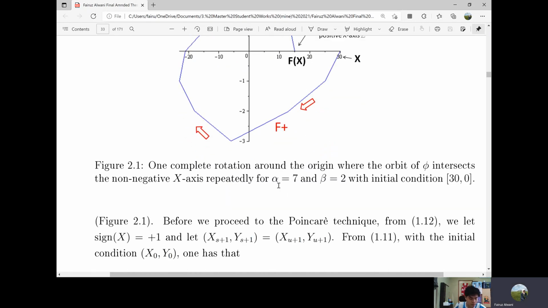Here I take alpha equals 7, beta equals 2, initial condition 30, 0.